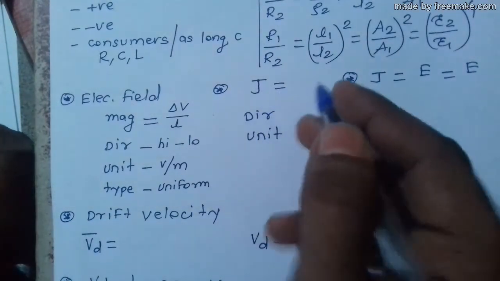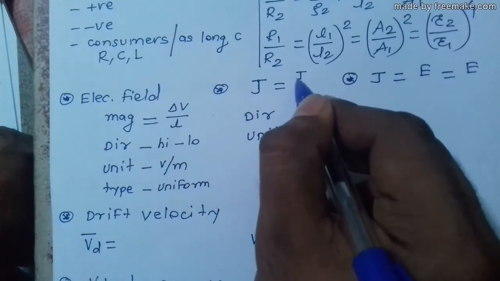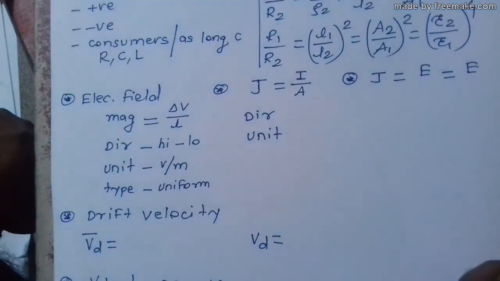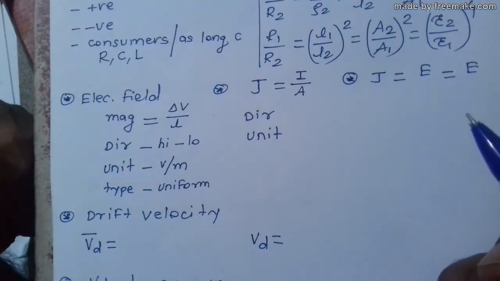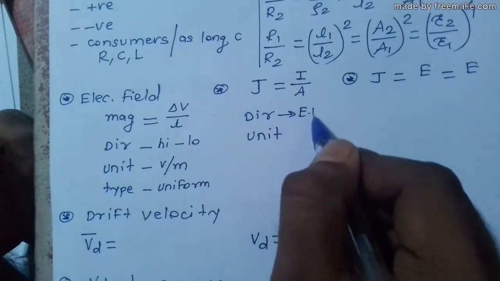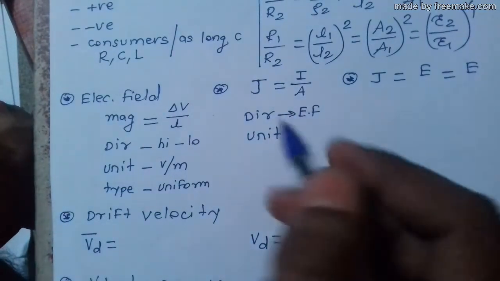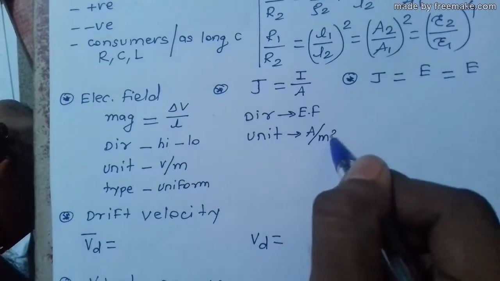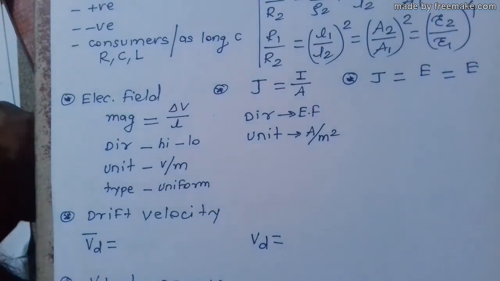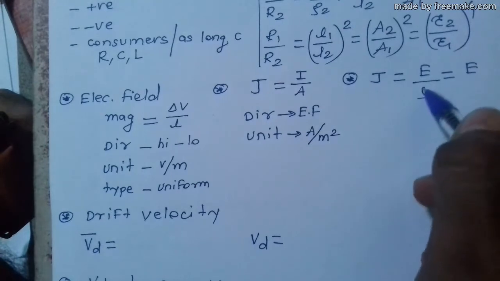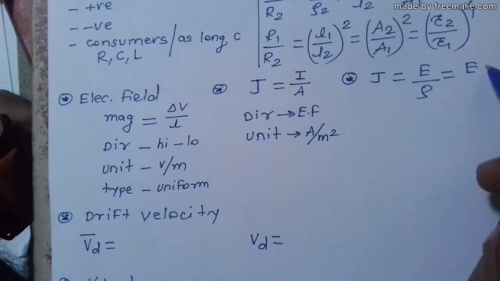Then the current density definition is current divided by area, electric current per unit area. Its direction is the same as the electric field, and its unit is ampere per meter square. Then J can be written in terms of electric field and resistivity, or electric field and conductivity. Conductivity is the reciprocal of resistivity.